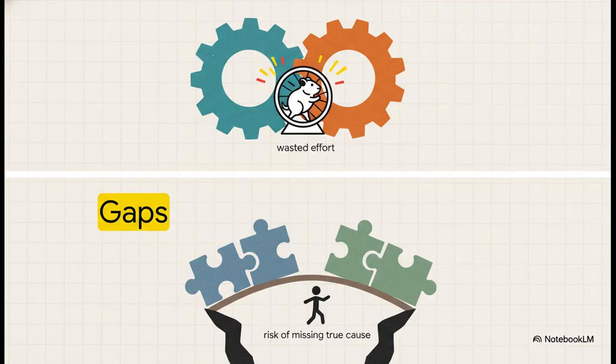Now, getting this right is absolutely fundamental. Why? I mean, think about it. If your categories overlap, you're going to end up doing the same work twice. That's a huge waste of time. And if you have gaps, well, gaps mean you could completely miss the real root cause of the problem, a fatal flaw in your whole analysis.